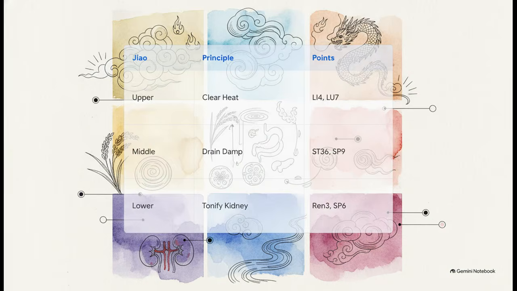Notice how the physical treatment strategy literally shifts downward. If the disease is stuck in the upper jiao mist, the goal is to clear heat at the top using points like large intestine 4 and lung 7. If it's sunk to the middle jiao, the focus completely shifts to draining dampness and supporting the spleen using powerhouse digestive points like stomach 36 and spleen 9. And if it's hit the lower jiao, the principle becomes critical. Clear the damp heat, tonify the kidney, and cool the blood using deep reserves like Ren 3 and kidney 3.